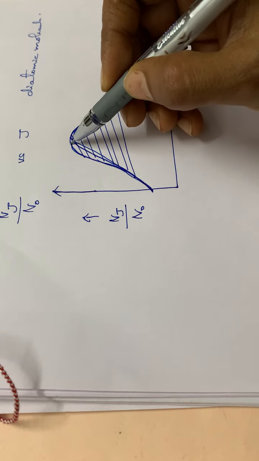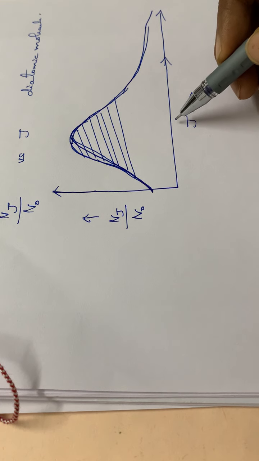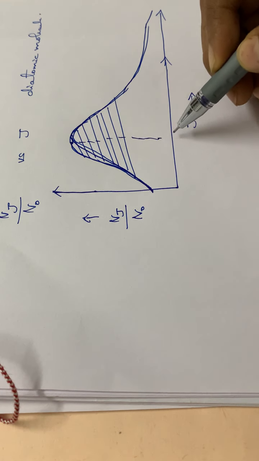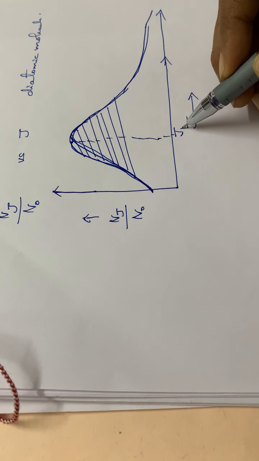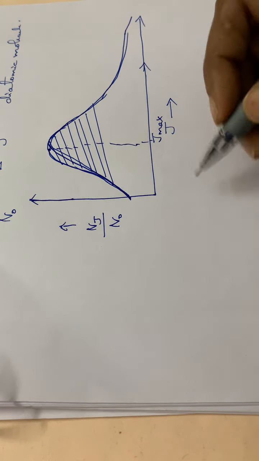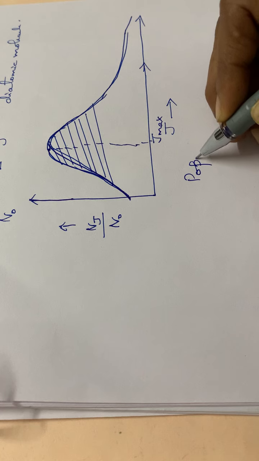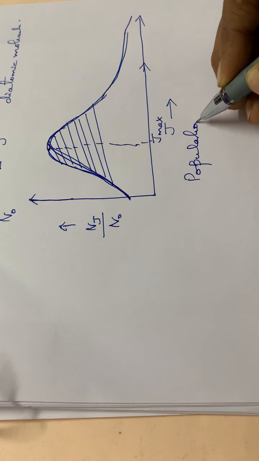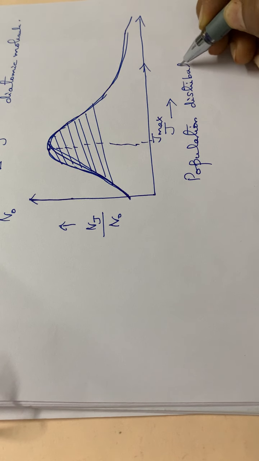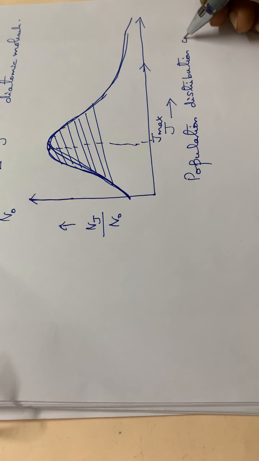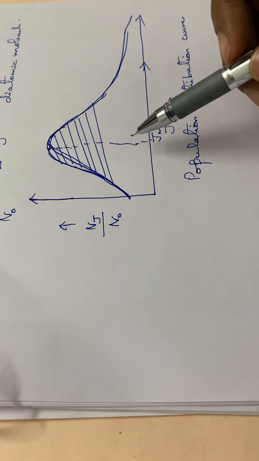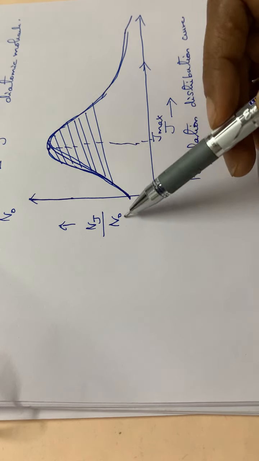So here this J will be maximum. On the x-axis we are plotting J, and this J will be maximum at a particular point. J is maximum at this particular point, and that point we can represent as J max. And also this is the population distribution curve.